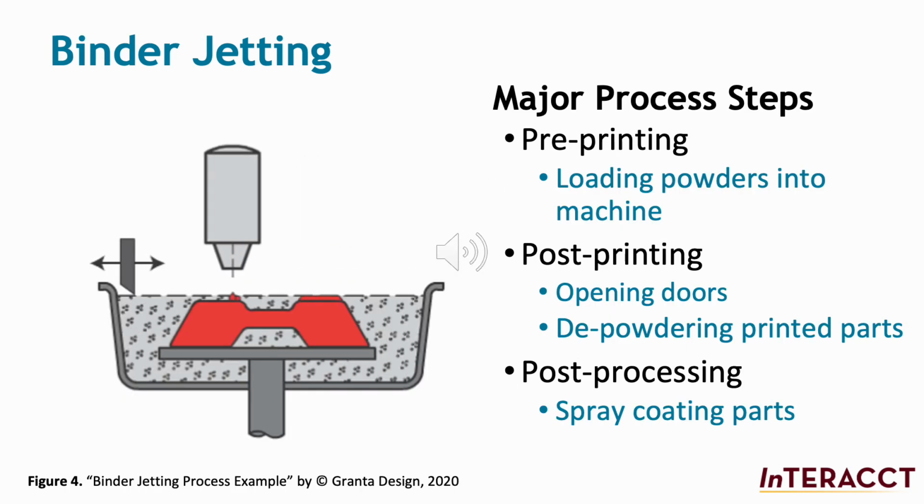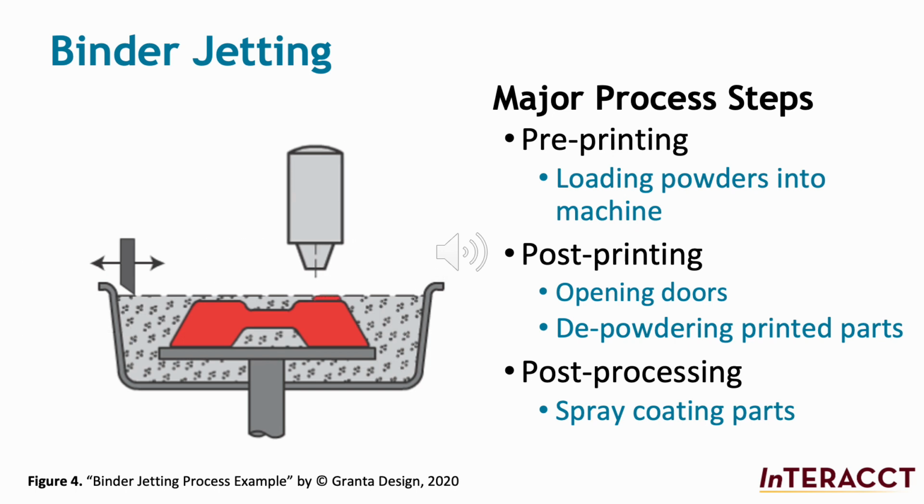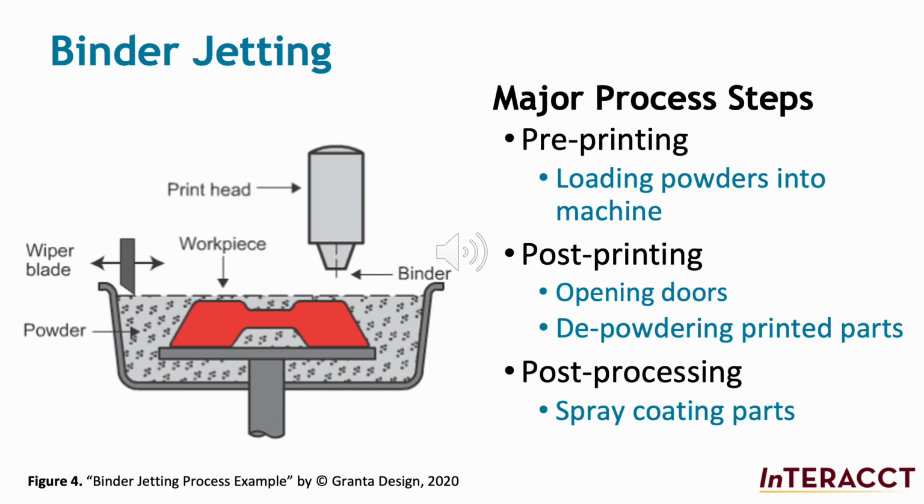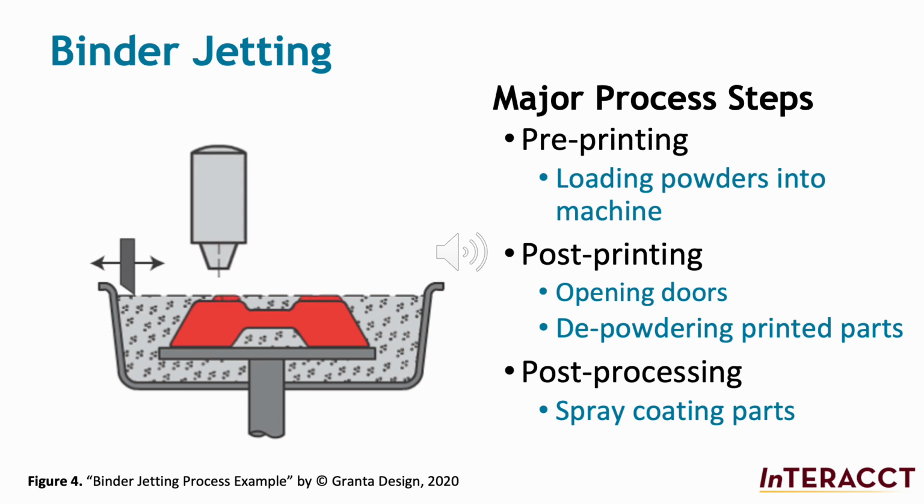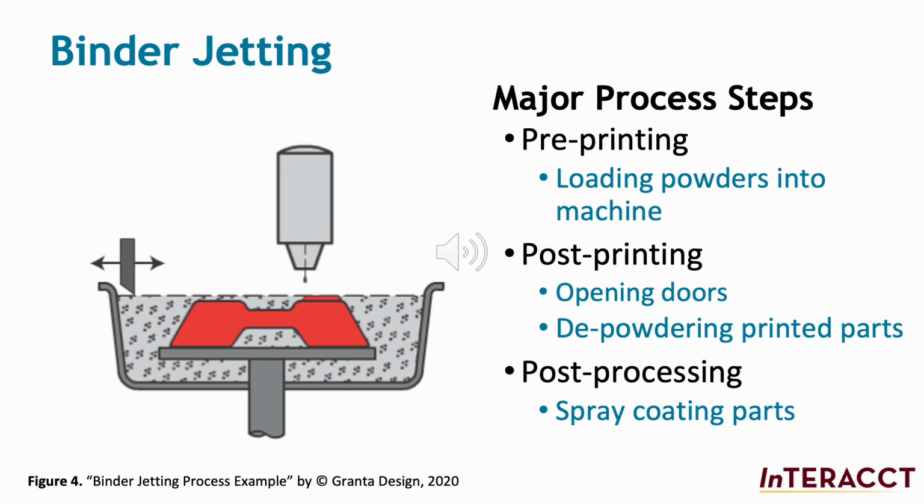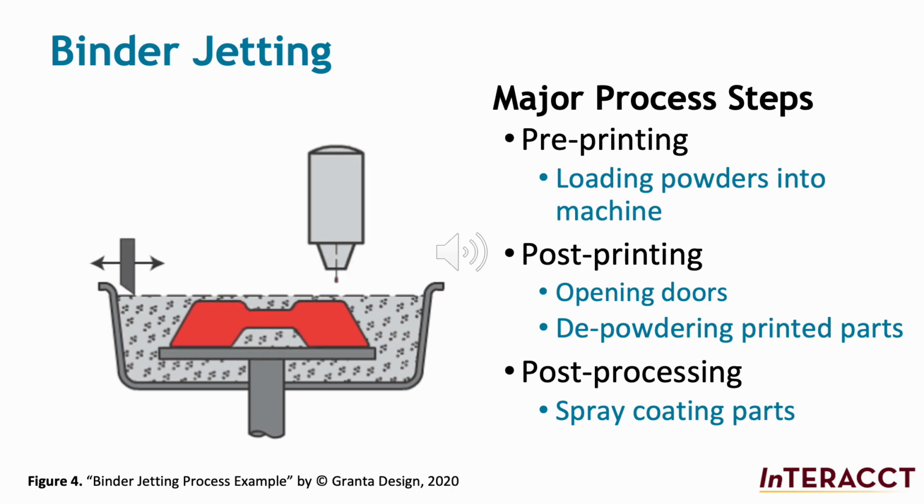Binder jetting is a method wherein a liquid binder is selectively applied in the pattern of a layer of a product and then cured or sintered. Binder jetting is comprised of a powder reservoir and a build platform. The major process steps related to potential exposure to health hazards: during pre-printing, the powders are loaded into the printer.